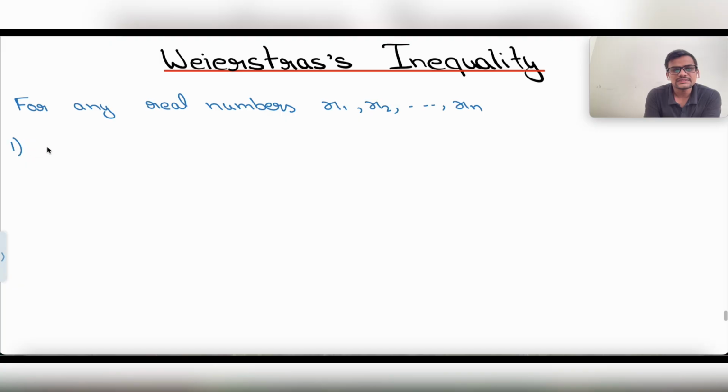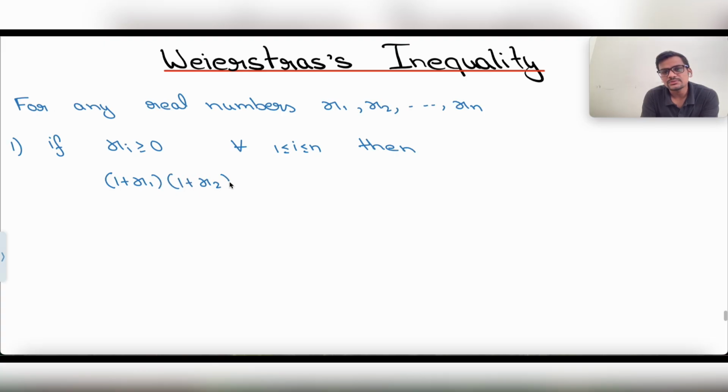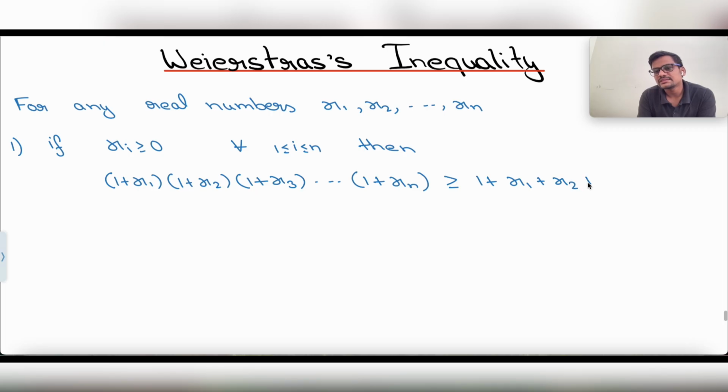Now if these real numbers are greater than or equal to 0, that is if xi is greater than or equal to 0 for all i between 1 and n, then they will satisfy the inequality: the product (1 + x1)(1 + x2)(1 + x3) up to (1 + xn) will be greater than or equal to 1 + x1 + x2 + x3 + up to xn. So this is one of the inequalities.